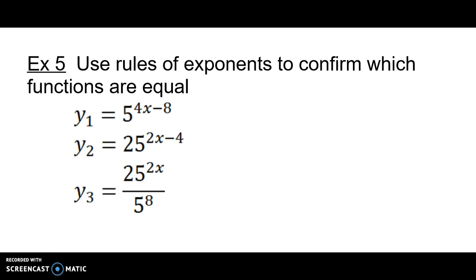Okay, so we're going to confirm which functions mean the same thing. Just take a minute for that. Okay, this one looks like I've got 5, and I could factor out a 2 here, and that'd be 2 times 2x minus 4, right? So it looks like these two have to be the same thing. If I'm multiplying these together, that means it's a power to a power. So these two mean the same thing.